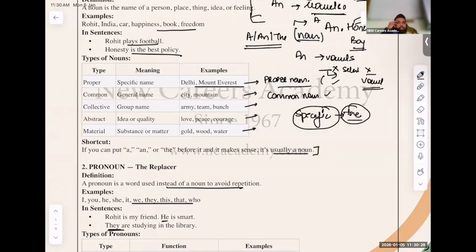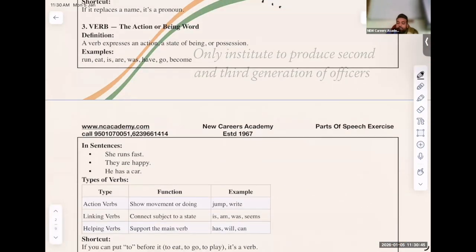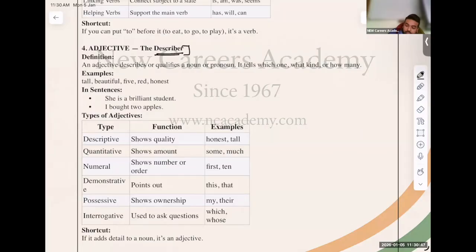Yes. Anything which describes the quality, I'm not going in this order. Anything which describes the quality of a noun is called an adjective. Bravery is a noun. Brave: he's a brave boy. What is he describing? The quality of the boy, a noun, is described. That's why we call it the describer. Anything which describes the quality of a noun would be called an adjective. He's a tall boy. Tall is what?